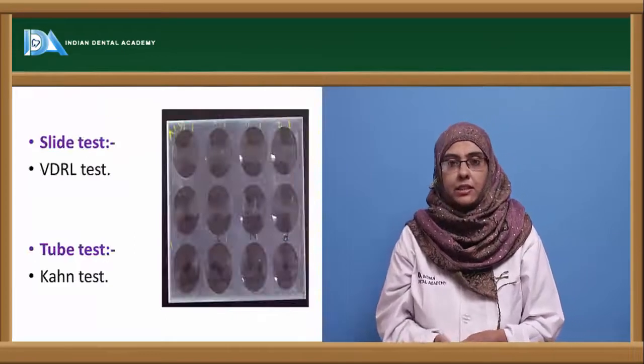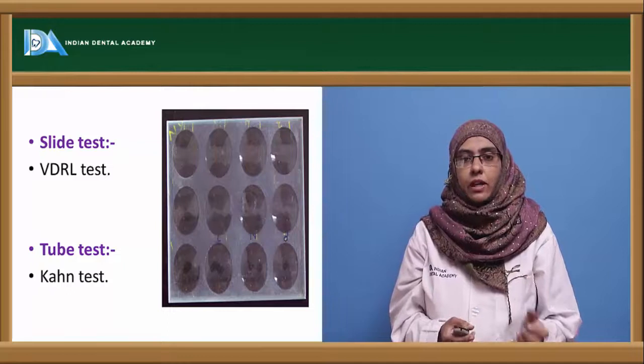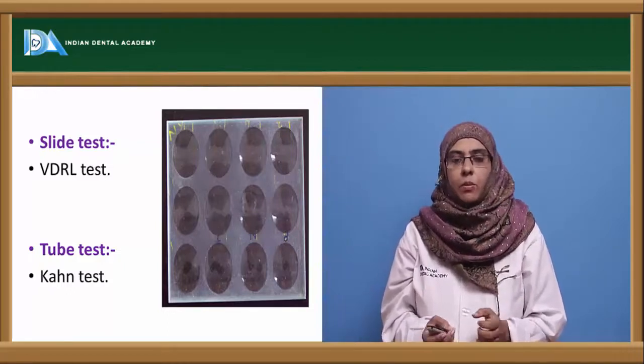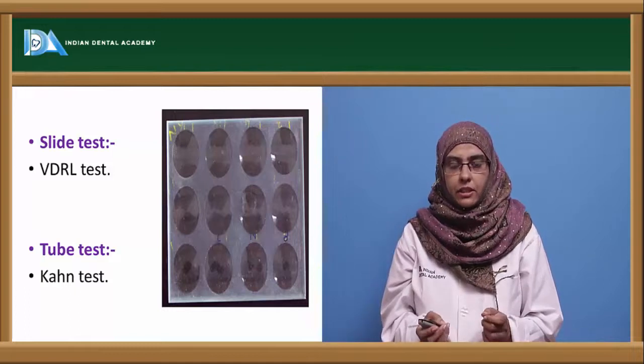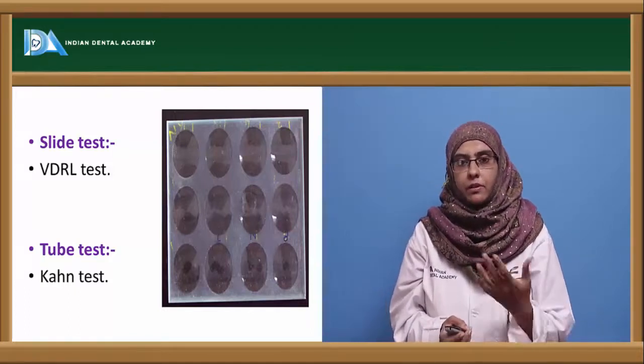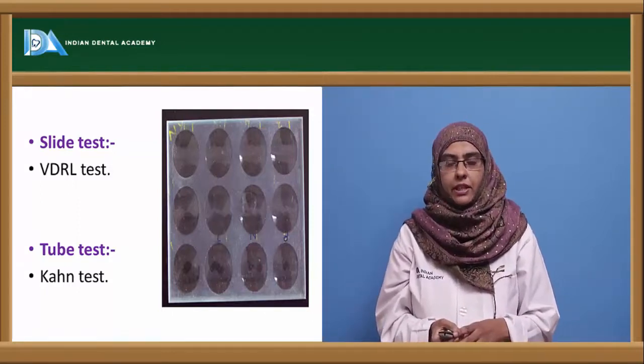Next is the slide test. As the name indicates, it is usually carried out on a slide where a drop of the antigen and the antiserum are mixed properly and shaken to form floccules. An example of this slide test is the VDRL test to identify syphilis infection.